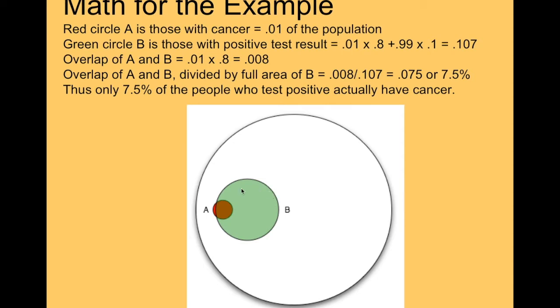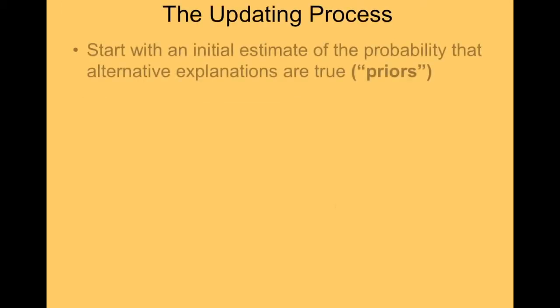So even though about 1 out of 10 people who don't have cancer test positive, since there's a lot of people in the population, 1 out of 10 is a much bigger number than 8/10 of 1%, right?